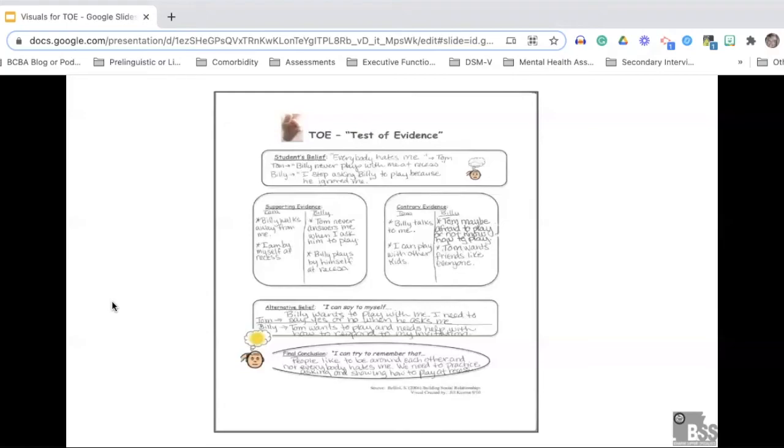Now, when they have generated both the supporting and contrary pieces, we come down and make a new belief statement and give things for them to say. For Tom, noticing Billy wants to play with me, but I need to say yes or no when he asks me. And then Billy might say, Tom wants to play, but he needs help with knowing how to respond to my invitation. And then finally, a statement for both students to remember is that people like to be around each other and not everybody hates me. We need to practice asking and showing how to play at recess.